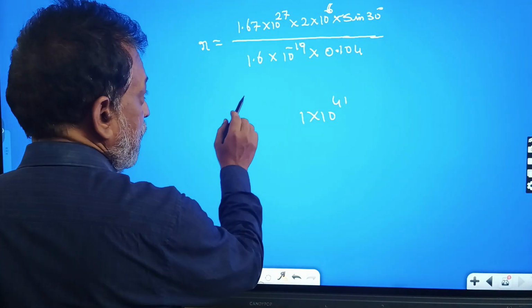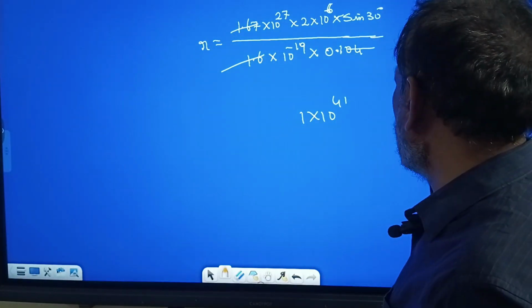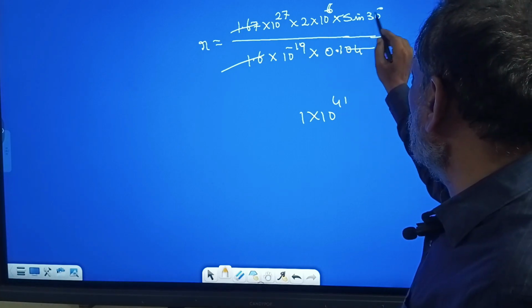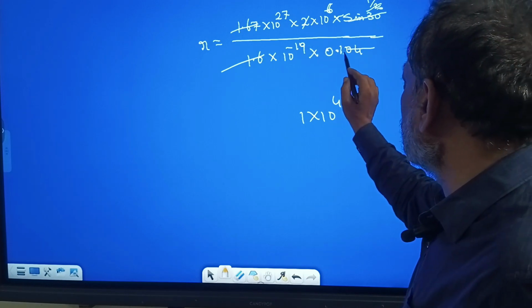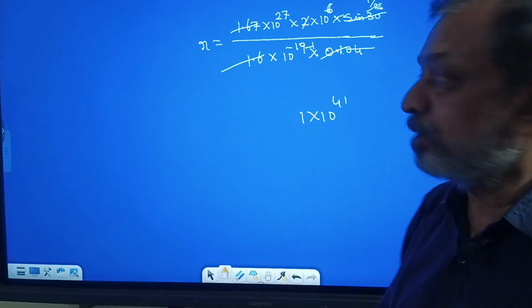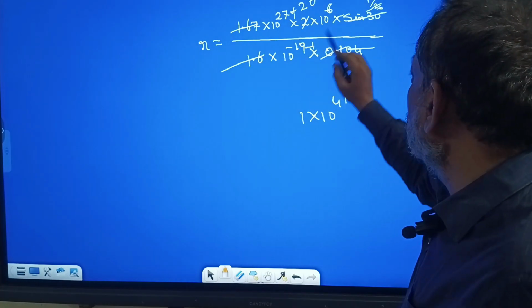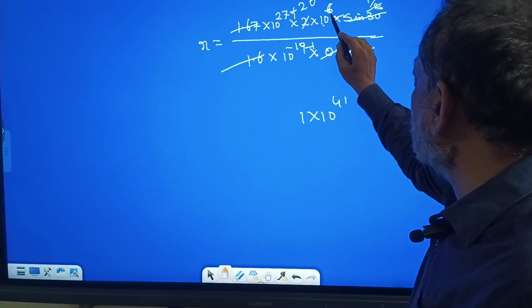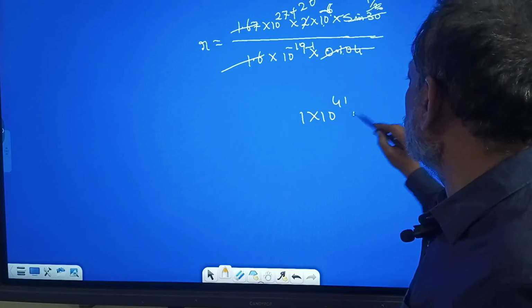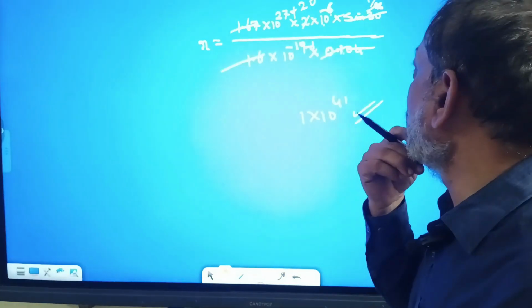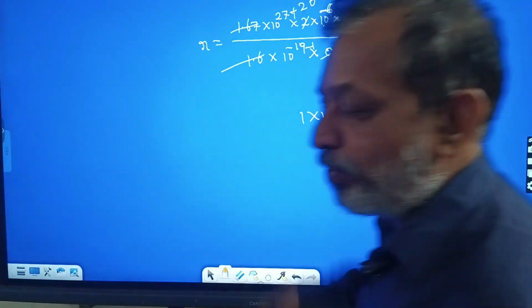All of you, by seeing this one, I can cancel this 2. I don't want it. 0.1 I consider. So sin 30 is equal to 1 by 2. 2 cancels. So 0.1 is nothing but 1 into 10 to the power of minus 1. Now 10 to the power, this goes to the top, so this becomes plus 20. This is 21 plus this 6. Did I do plus 6 or minus 6? Minus 6. Okay, minus 6. So 21 minus 6, 10 to the power of 15. Minus 6 I have given.